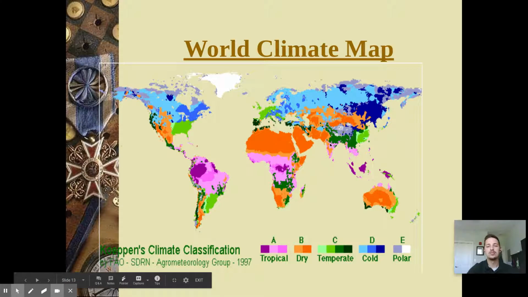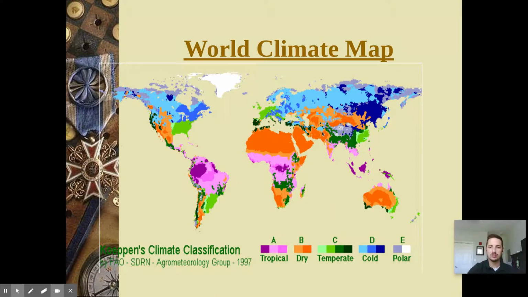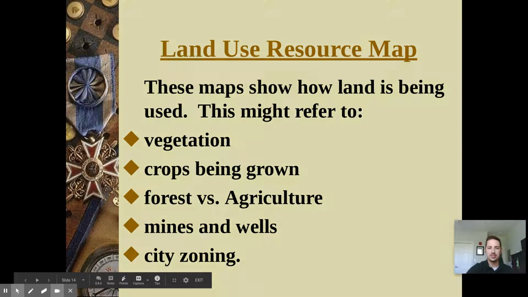Dry, deserts, Australia, the Middle East, North Africa, where the Sahara Desert is, here in Mexico, in the southwestern United States. Temperate, kind of where we are, kind of where Western Europe is, Eastern China, Southern China. Cold, Russia, Canada, all those different places. And then polar, right up here in the Arctic region.